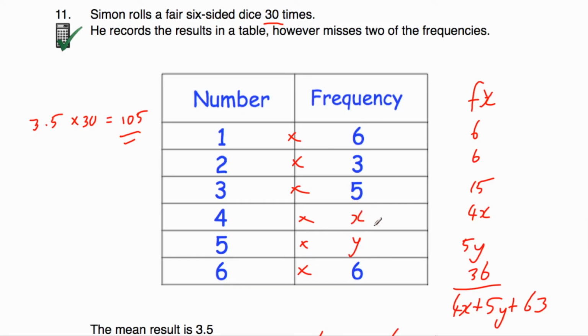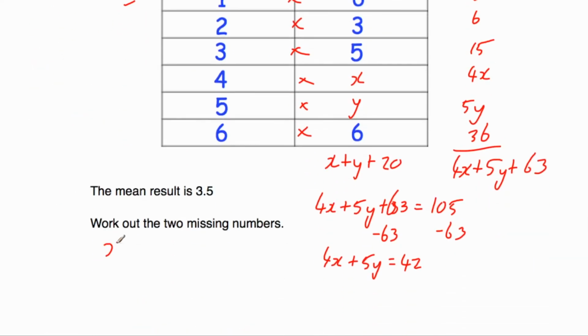Now, remember, we can add x's to x's, y's to y's, and numbers to numbers. So if we add up this column, we're going to have x plus y plus whatever we get whenever we add up the numbers. So 6 plus 3 plus 5 plus 6 is equal to 20. So that means that the total frequency would be x plus y plus 20. But we know that that's equal to 30 because he rolls the dice 30 times. So let's write that as an equation. x plus y plus 20 must be equal to 30. So if we take away 20 from both sides of this equation, we're left with x plus y is equal to 10, because 30 take away 20 is equal to 10.